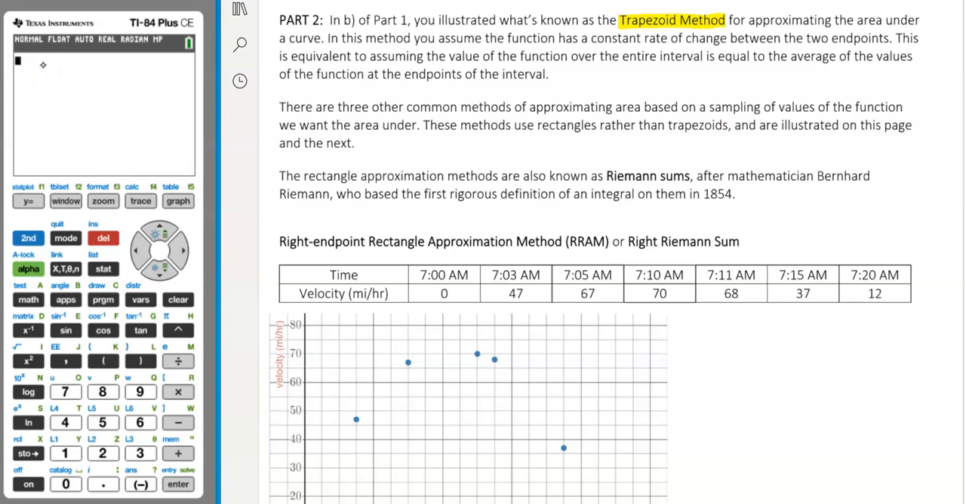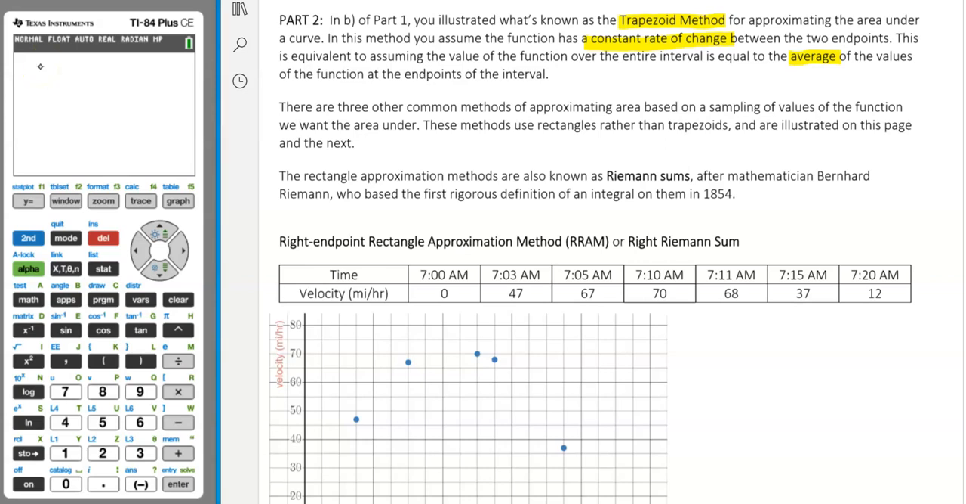When you use the trapezoid method to approximate, you make the assumption that the function you're finding the area under has a constant rate of change between the two endpoints of each subinterval that make the trapezoids. And we also talked about how this is equivalent to assuming that the value of the function over the entire interval is equal to the average of the values of the function at the endpoints of the interval.